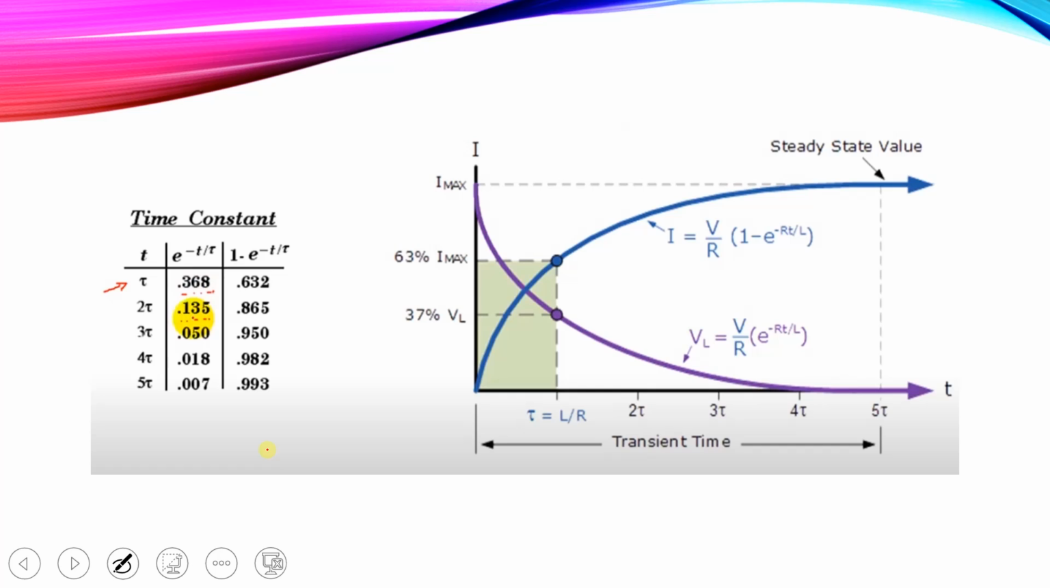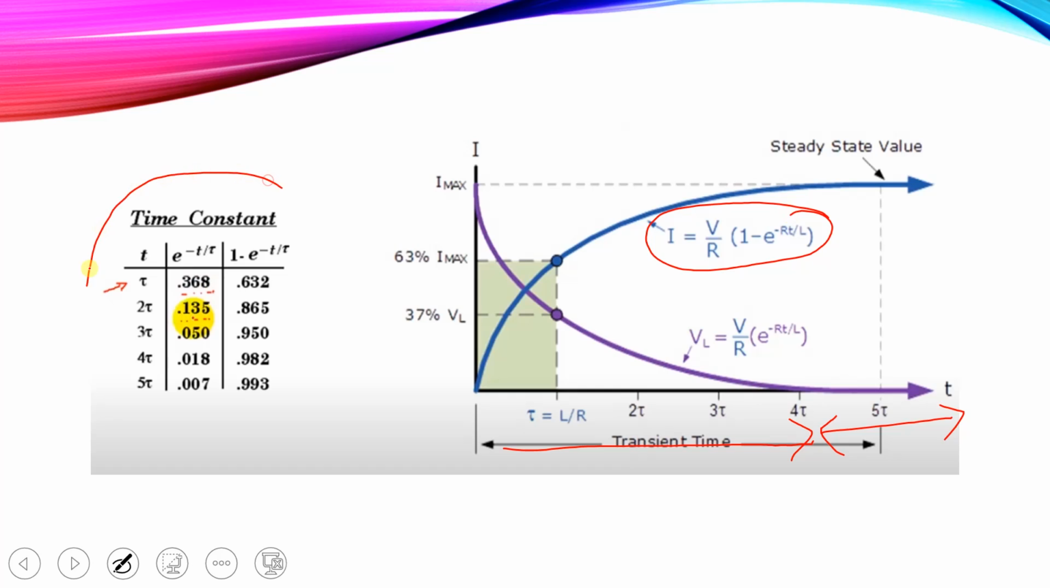This is the plot of the RL response, in which we have the transient response on this side, and after that we have the steady state response. This blue line shows the equation I = V/R (1 − e^(−R/L · t)), and this purple line shows V_L = V/R · e^(−R/L · t).